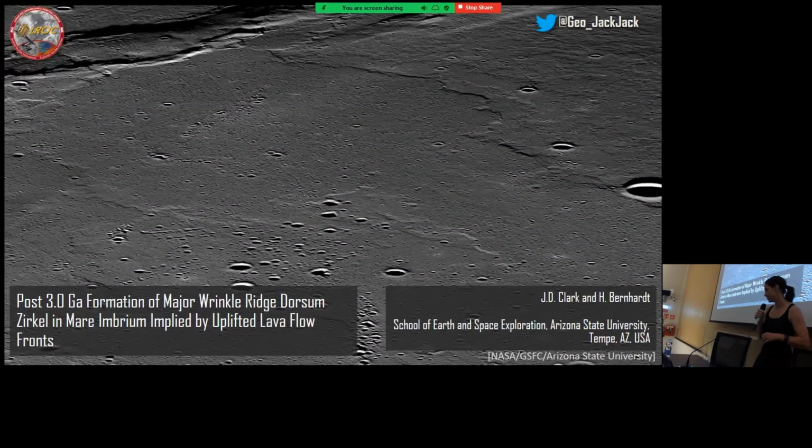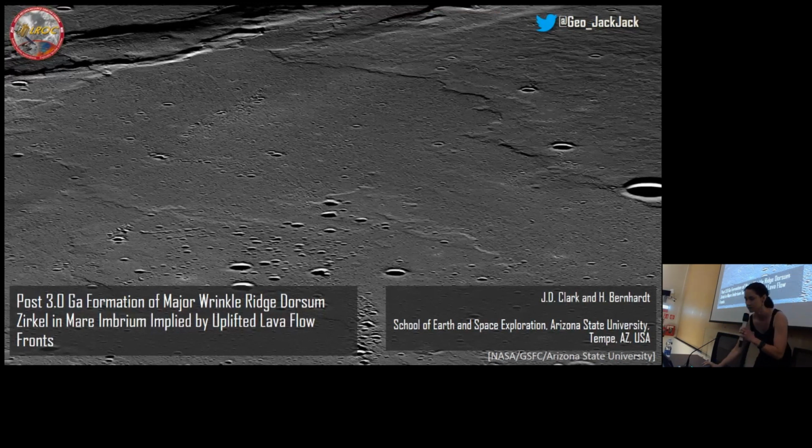Yeah, so I want to talk to you today about Dorsum Zirkel and Mare Imbrium. Just real quick, this is an LROC oblique image. Dorsum Zirkel is right here, and some of the uplifted lava flows that I'll be talking about are right here, and they extend all the way into Mare Imbrium.